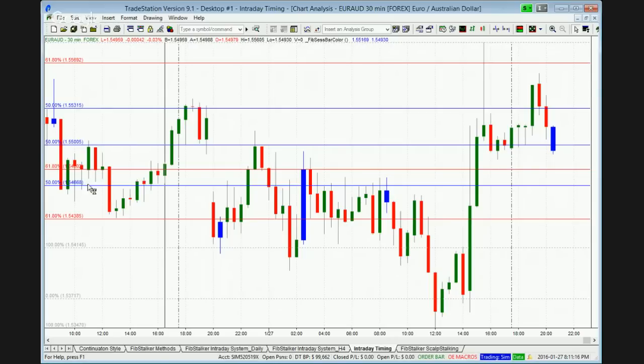The pair is Euro Australian dollar. That's what we are looking at.